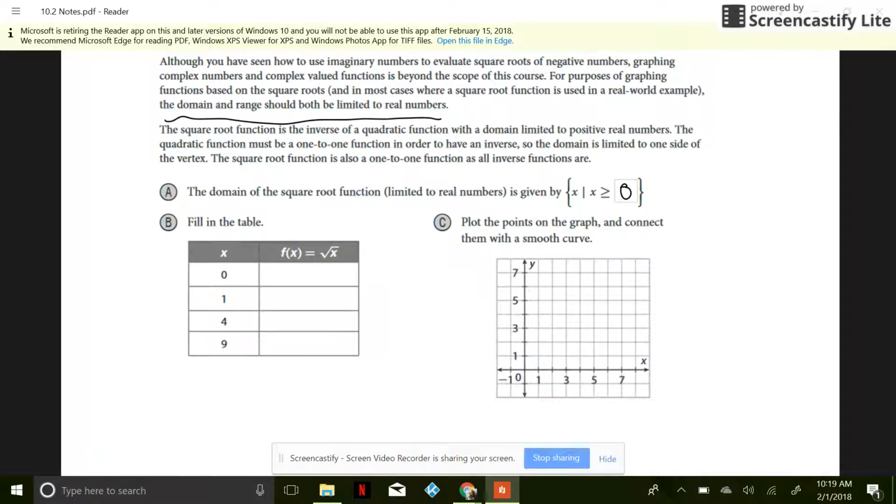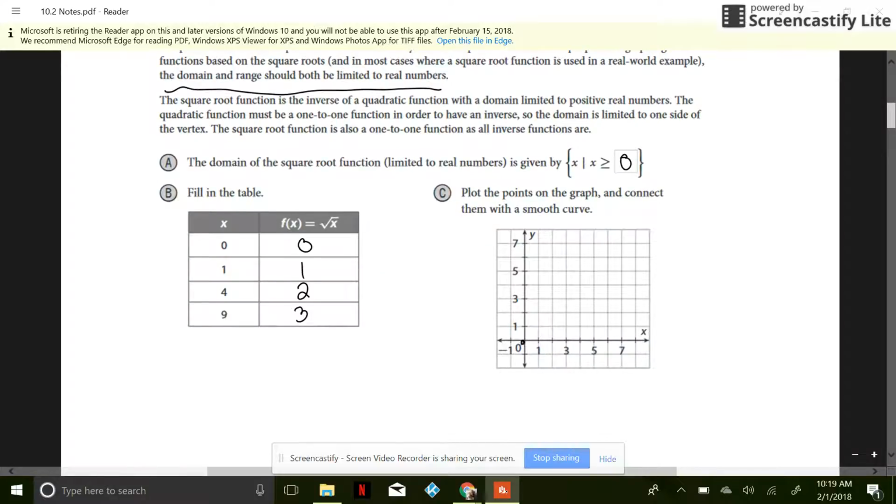So filling in the table for values of x, we take the square root. Square root of 0 is 0, square root of 1 is 1, square root of 4 is 2, square root of 9 is 3, and we can graph those on our graph. So (0, 0), (1, 1), (4, 2), and (9, 3). This is going to be our parent square root graph. Looks something like this.